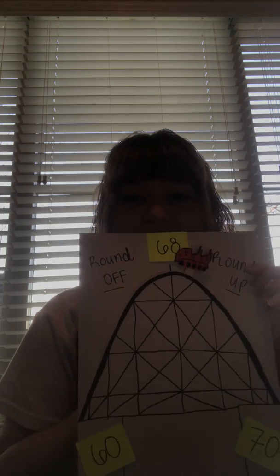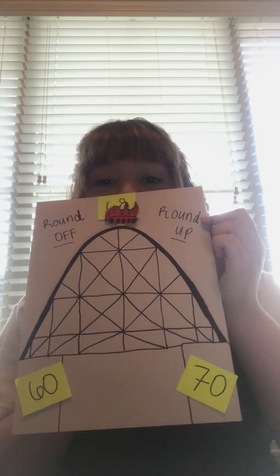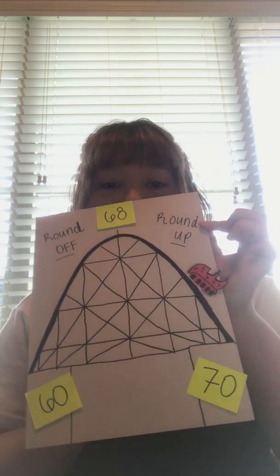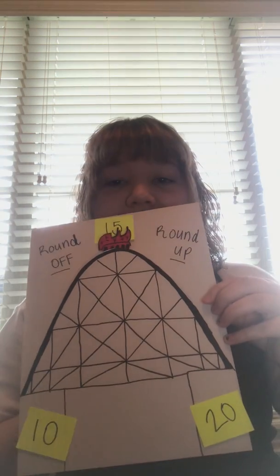So let's try this number, 68. Is 68 going to round off or round up? It's going to round up. And then we can change these ones out down here at the bottom and get a little bit of a trickier number. So our numbers at the bottom now are 10 and 20, and the number we're trying to figure out is 15.